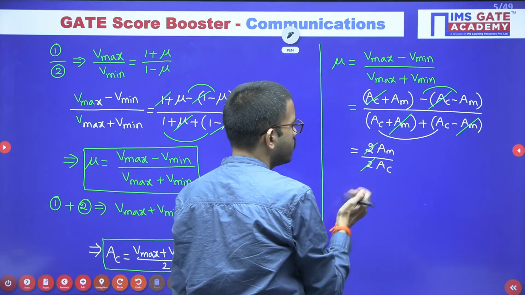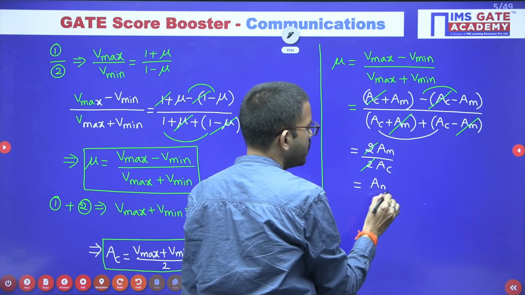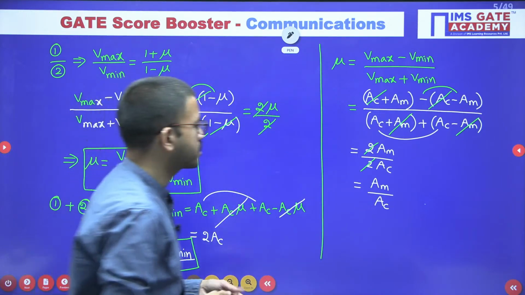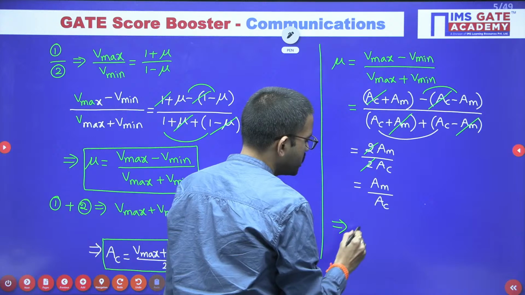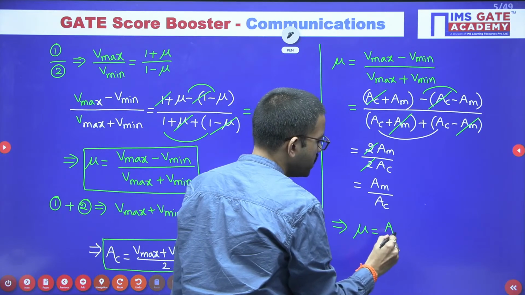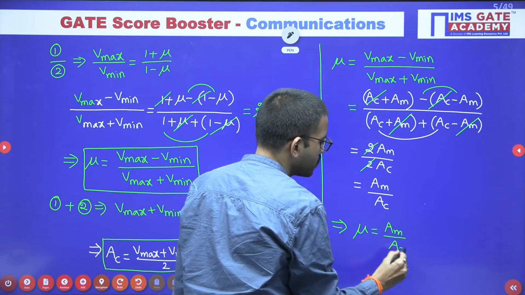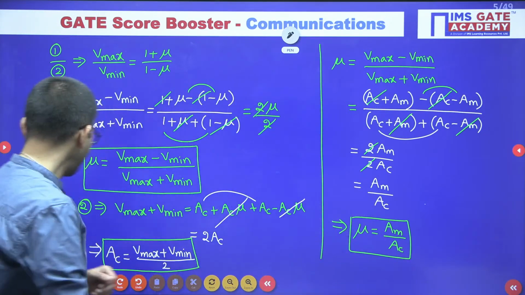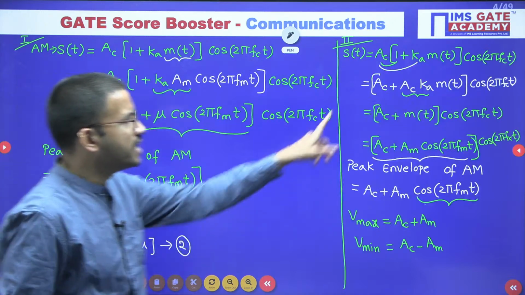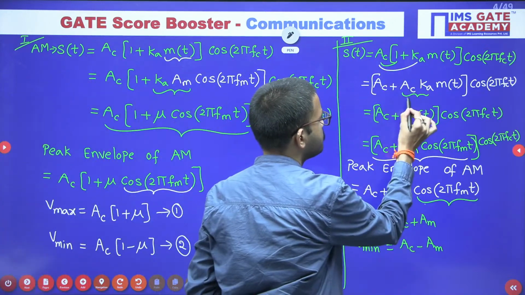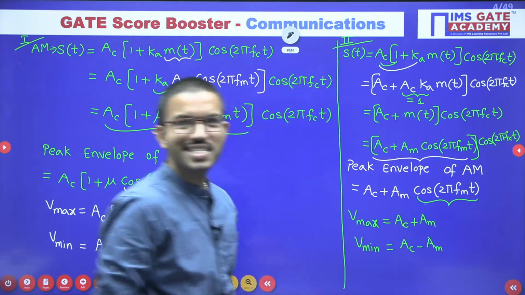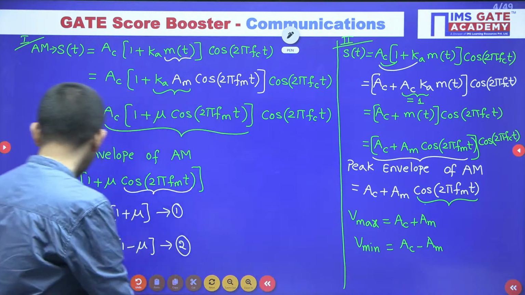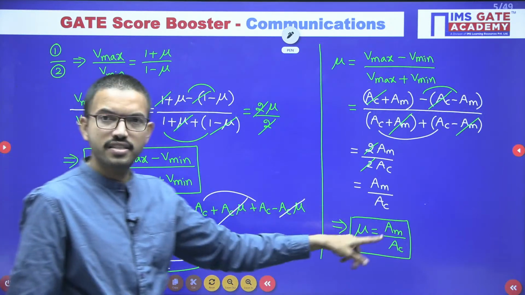Here 2 will get cancelled. From here, you are going to get AM by AC. So this is one more derived formula regarding modulation index. Modulation index mu equal to AM by AC. So this formula we can use whenever this assumption is there: AC into Ka equal to 1. So in this question it is mentioned AC into Ka equal to 1. Whenever that condition is satisfied, that time the modulation index formula is AM by AC.